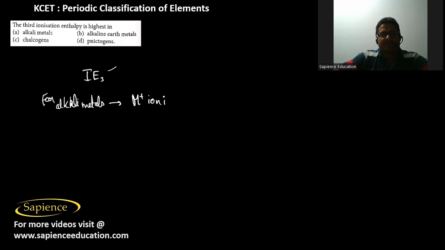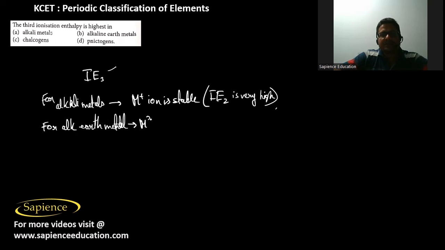And here it is told that the third ionization enthalpy, IE3, is highest in the case of... So the third ionization enthalpy will be highest in the case of alkaline earth metals. Since for alkali metals, we know that the M+ ion is more stable. So it means that here the second ionization energy will be very high. And for alkaline earth metals, here the M2+ ion is more stable. So here the third ionization enthalpy will be very high.